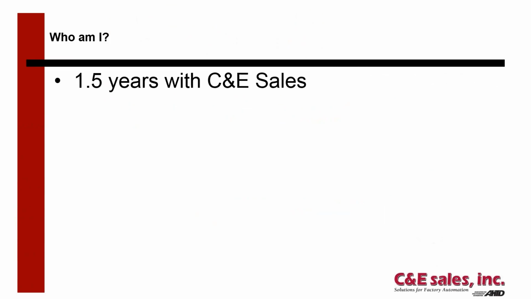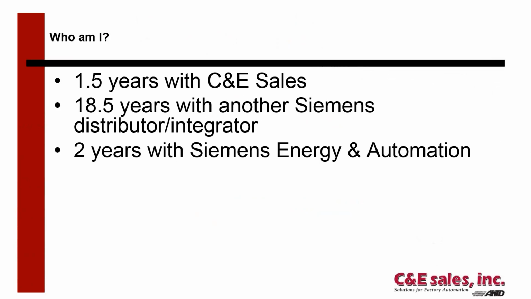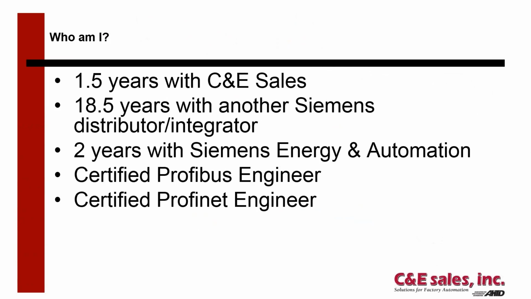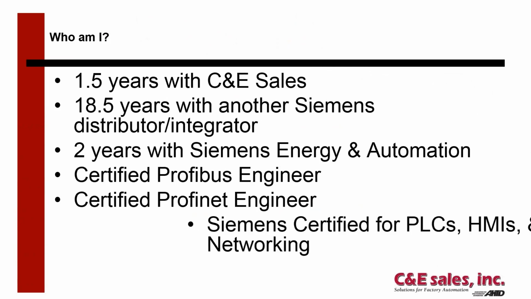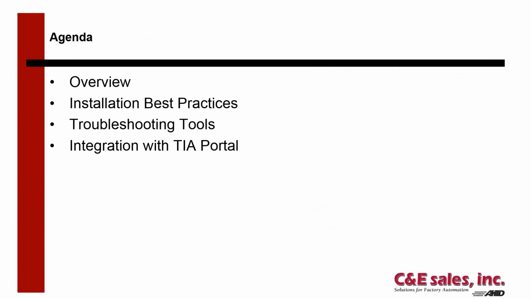So just to give you a little more details about where I'm coming from, I've spent the last year and a half at C&E Sales. Before then, I spent 18 and a half years with another Siemens distributor, and they were also an integrator as well, so I did a lot of integration projects. But before then, I spent 2 years working for Siemens. I was a factory automation guy working out of Alpharetta, Georgia. I've got my certification for Profibus. I also have my certification for Profinet. And Siemens has also certified me for PLCs, HMIs, and networking. So I've been around for a while. I didn't just walk in off the streets.